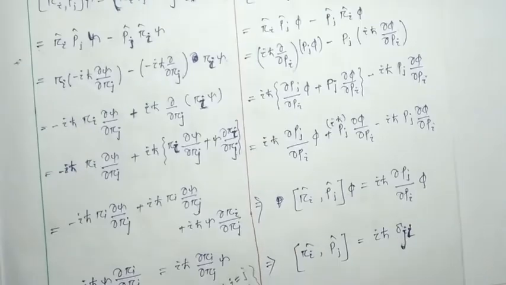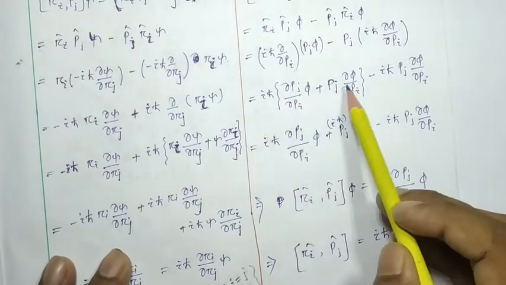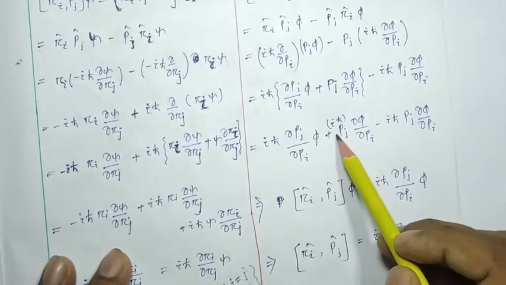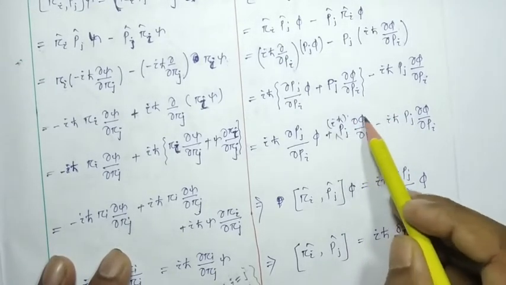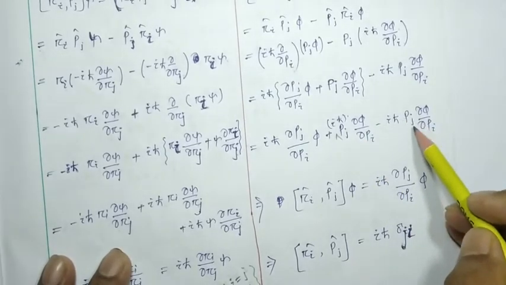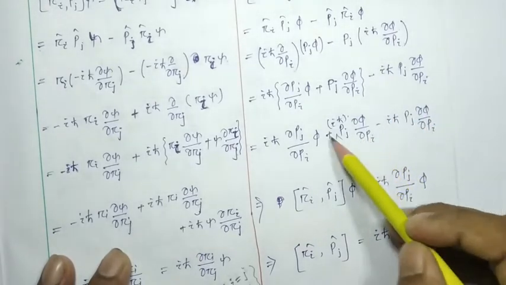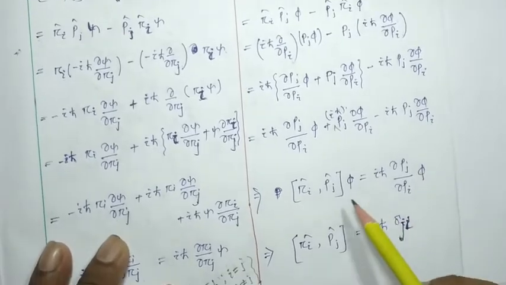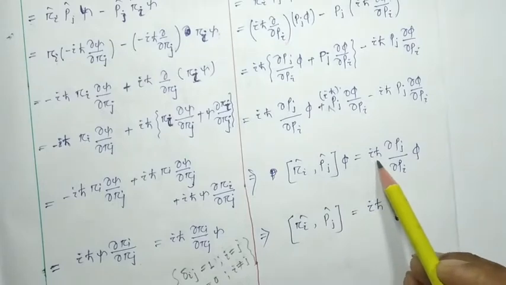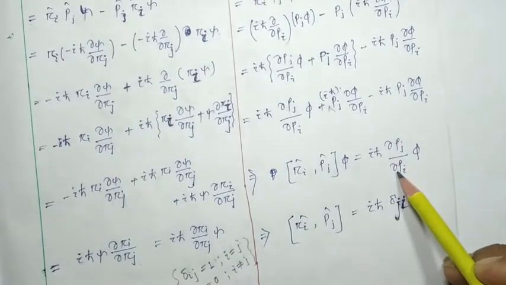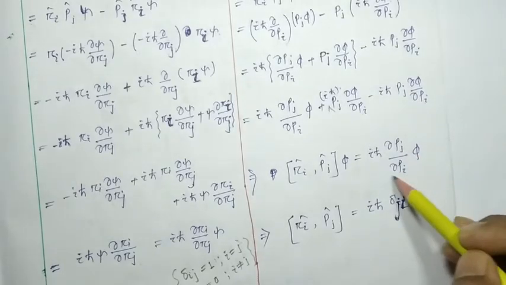Okay, so iℏ ∂P_j/∂P_i φ plus iℏ P_j ∂φ/∂P_i minus iℏ P_j ∂φ/∂P_i. This term is equal to this term but with different sign, so this term is going to be cancelled out. So R_i P_j φ will be equal to iℏ ∂P_j/∂P_i φ. Okay, so if j equal to i, then this will be equal to 1.